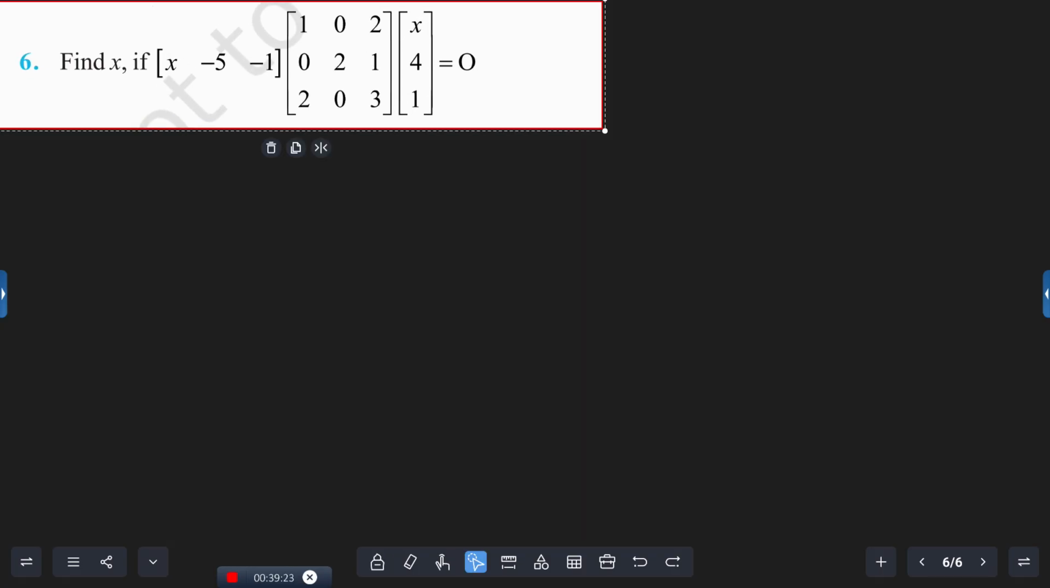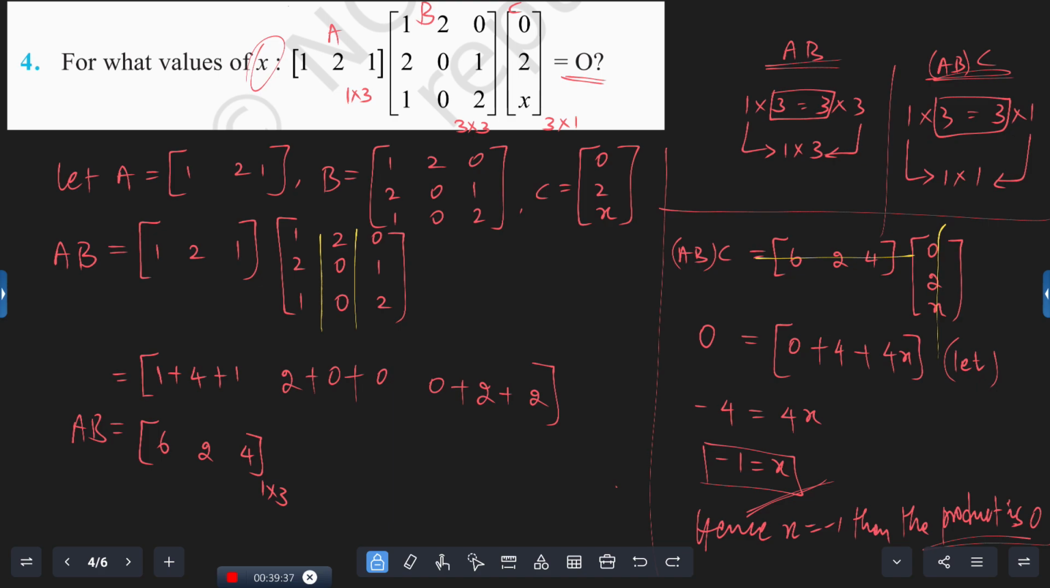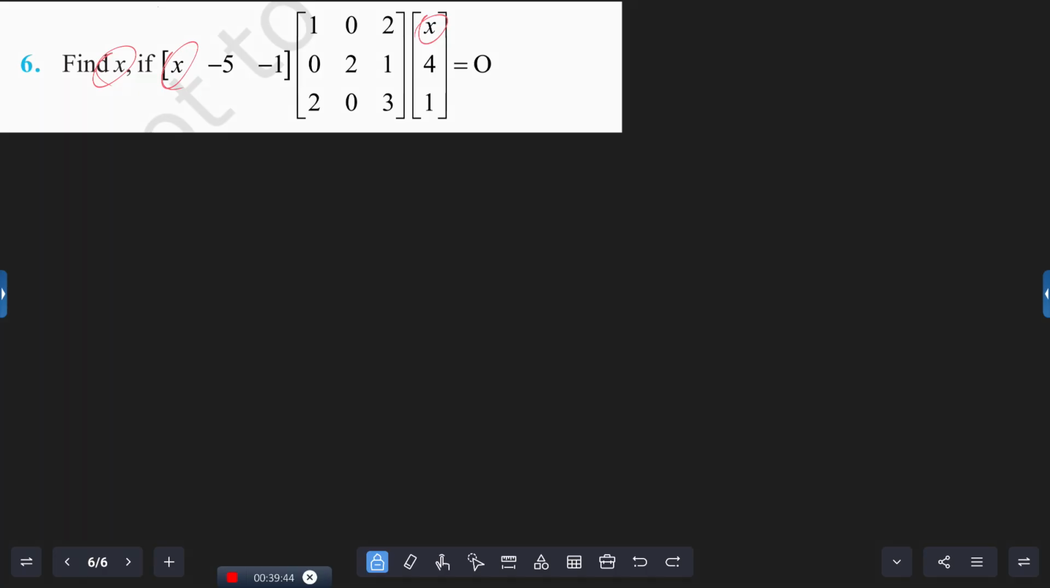Sixth one, what they are telling here is: find x. X is where you see here and here. This is also like a 3 matrix product. Now which model do we have? This one. See, the same. The same 3 matrix product only they gave here. You have to check, the product equal to 0, you will be getting 0. Okay, that's it.